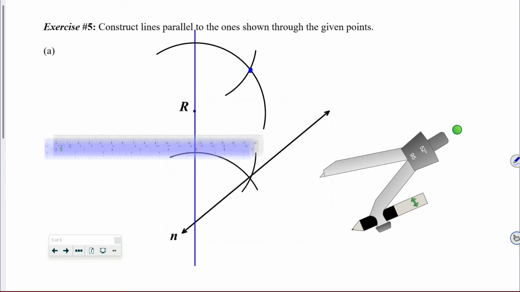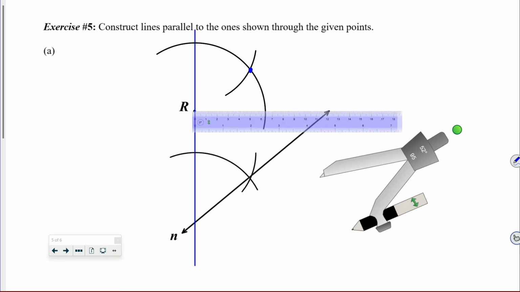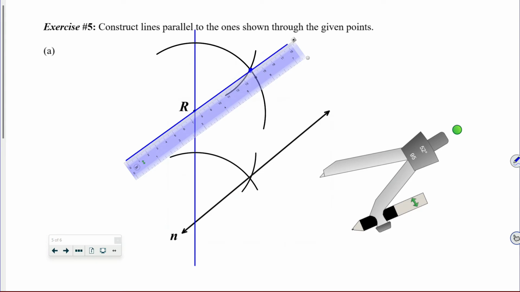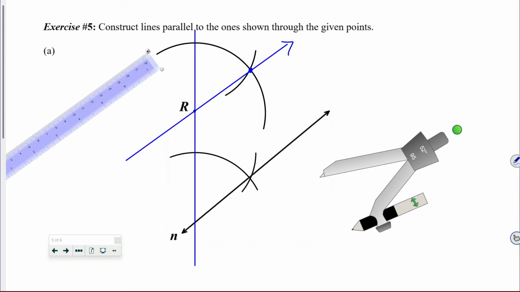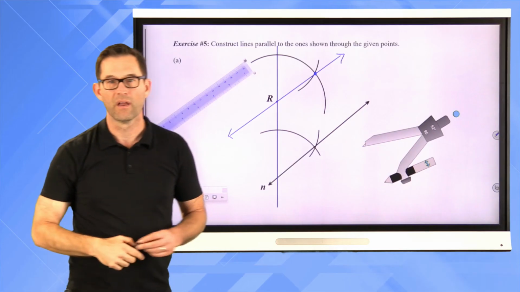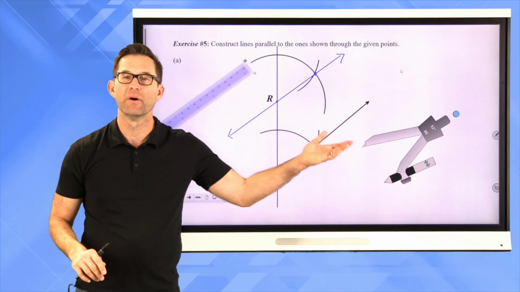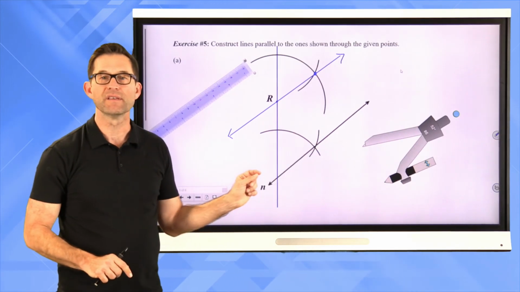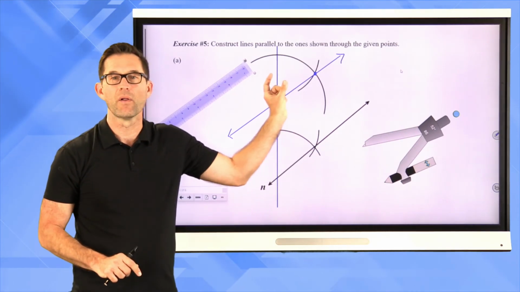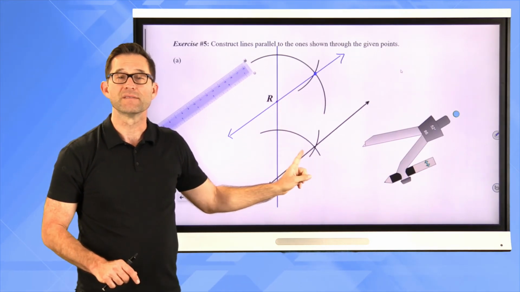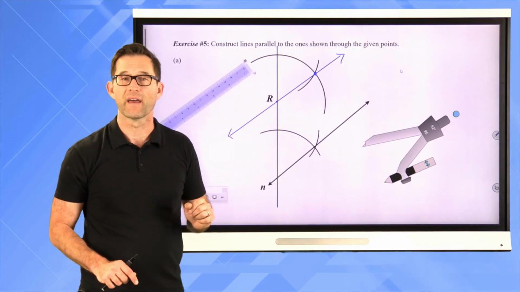I use that point and point R as the 2 points that will define the line that I want to draw. All right. I draw a line through R and that point, and I've got 2 parallel lines. All right, they might not be exactly parallel, but you get the picture, right? The idea is if I faithfully reproduce this angle up here, then this line must be parallel to this line because this angle corresponds to that angle.